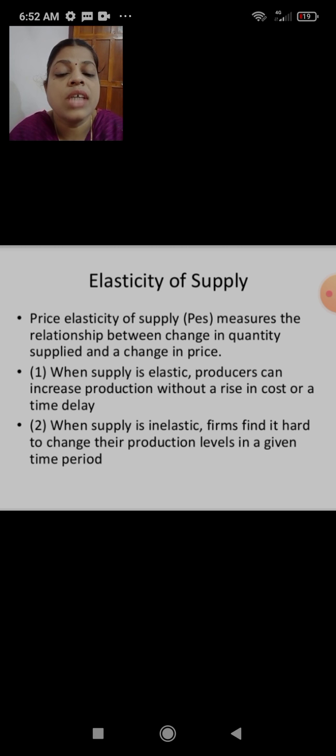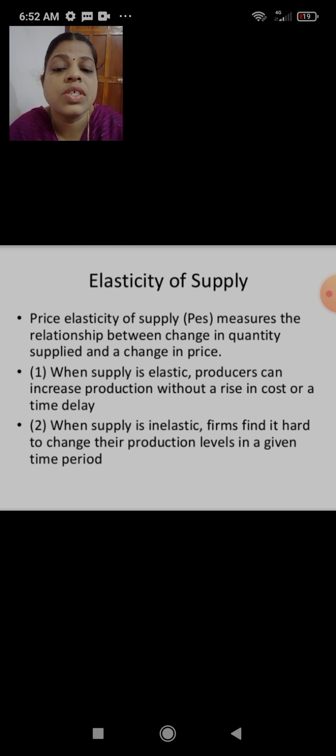And when supply is elastic, producers can increase production without a rise in cost or a time delay. That is, if I can change my supply in the market, I can increase my production without a rise in the cost or a delay. Whereas when supply is inelastic, firms find it very hard to change their production levels in a given time period. So that is what the elasticity of supply measures.